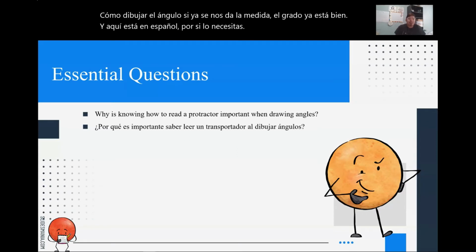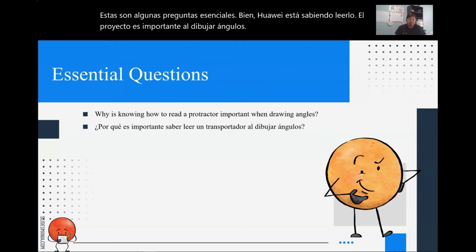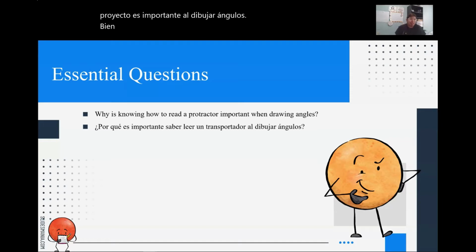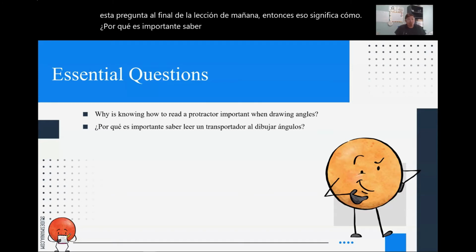Now, here are some essential questions, okay? Why is knowing how to read a protractor important when drawing angles? Okay, so remember, let's think about that, marinate that, okay? If you can answer this question by the end of tomorrow's lesson, then that means you know how to. Why is it important to know how to read a protractor when drawing angles?